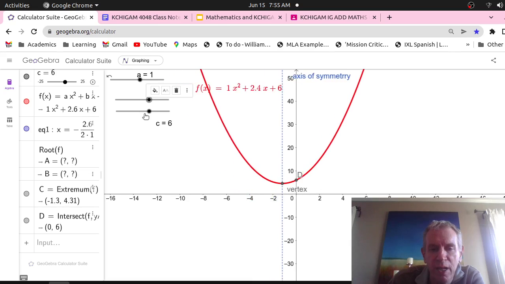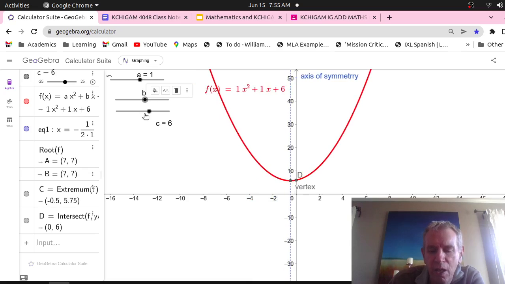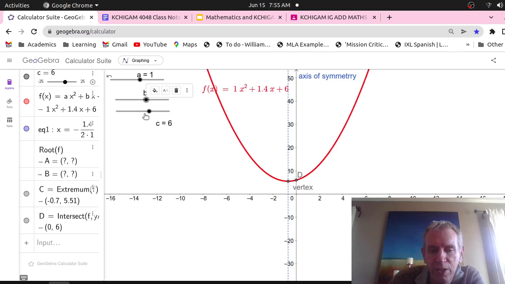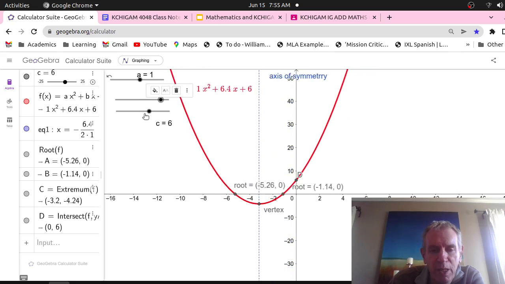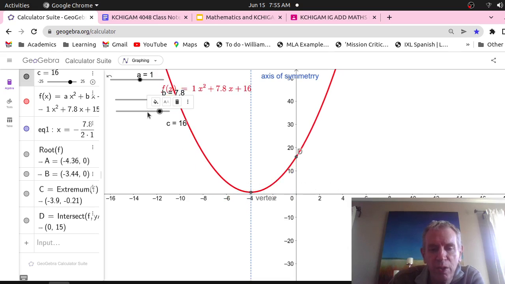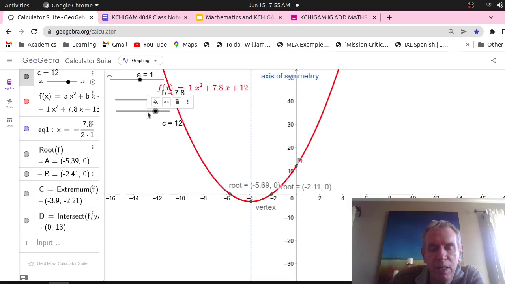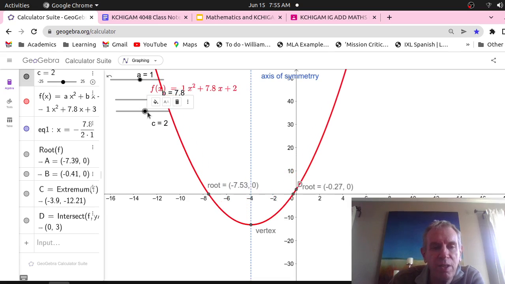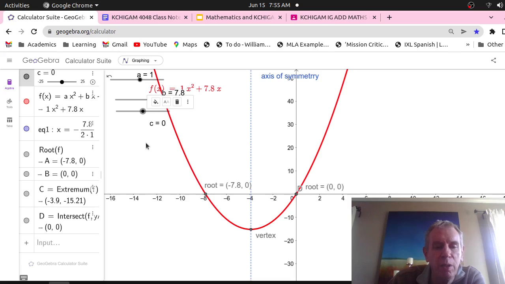And you can see how there are some values of B for which the parabola will not cross the x-axis, and some values of B where the parabola will cross the x-axis. Same can be said for C or A, right? So the values of A, B, and C affect the shape of the parabola and whether the parabola has roots, whether it crosses the x-axis.